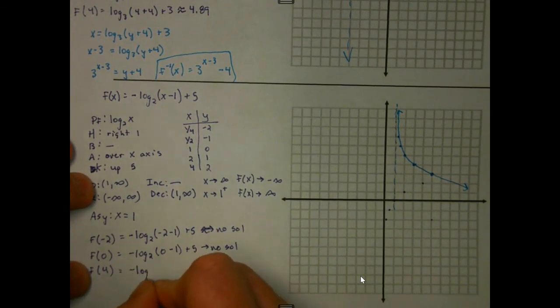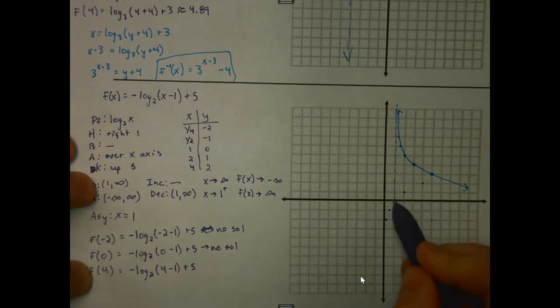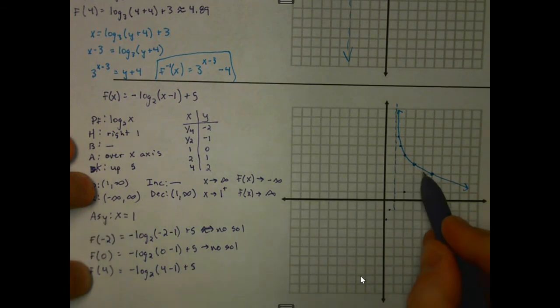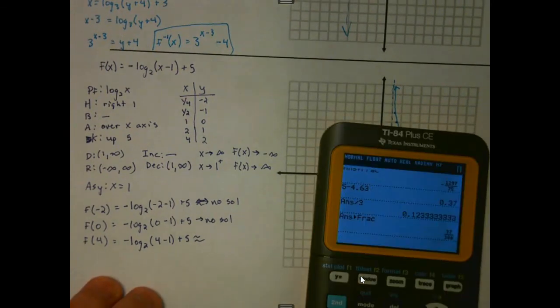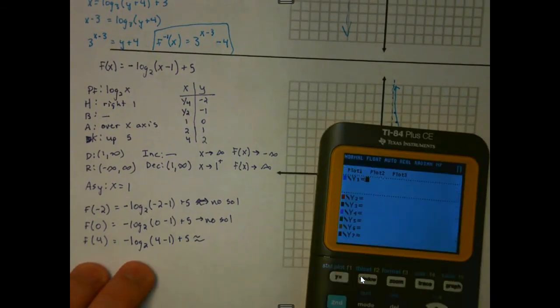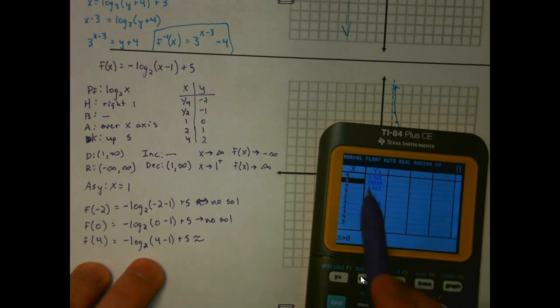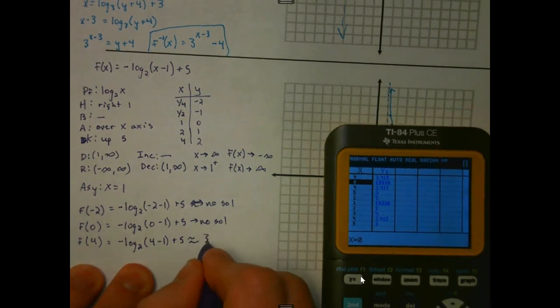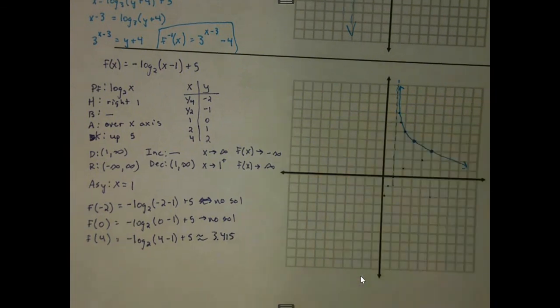So negative log base 2 of 4 minus 1 plus 5. So did I have 4? 1, 2, 3, 4. It did cover that graph, so we'll plug that in and see where we're at. So I can change this. So negative log base 2 of x minus 1 plus 5. So looking at the table, when I plug in a 4, I get 3.415. And you can see here when I plugged in 0, I got an error. That means it wasn't in the domain.